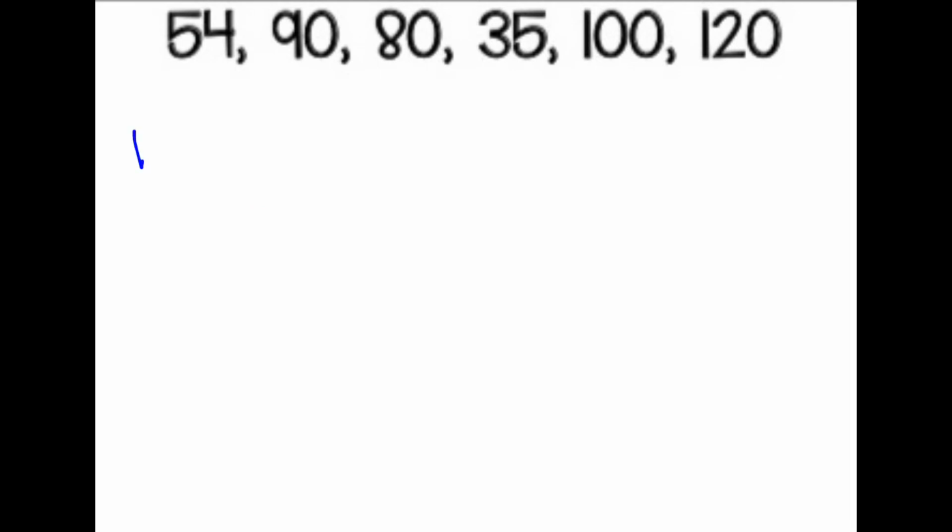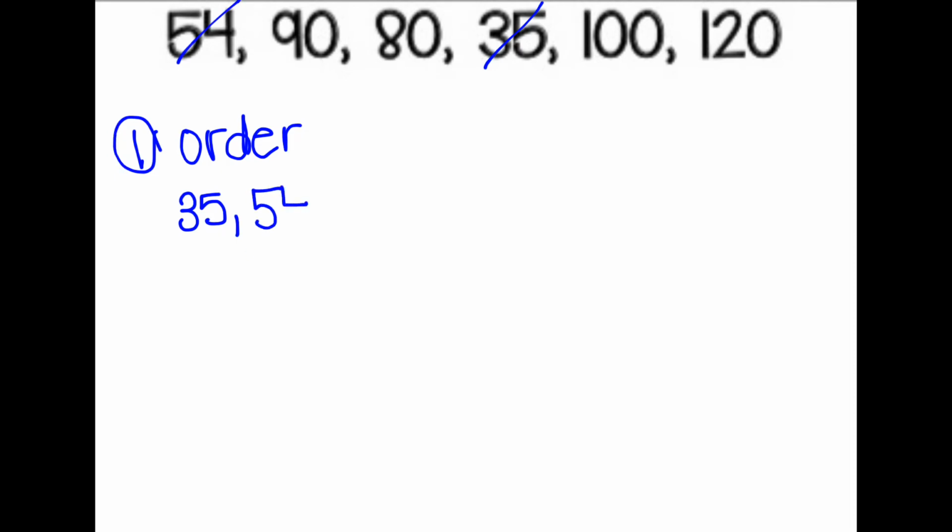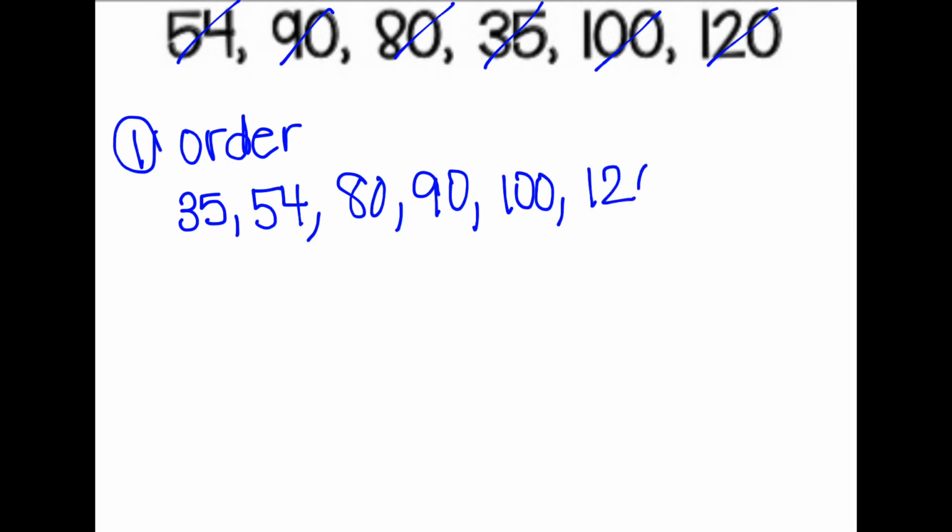Once again, the first thing we need to do is order our data set from least to greatest. Our smallest number in this data set is 35, 54, 80, 90, 100. See, I'm crossing them off to make sure I get all of the numbers. 120. I find the greatest value.